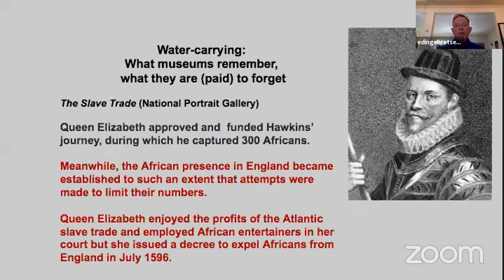Nothing about the persons enslaved, but about John Hawkins. This is the text. Queen Elizabeth approved and funded Hawkins' journey, during which he captured 300 Africans. Meanwhile, the African presence in England became established to such an extent that attempts were made to limit their numbers. Queen Elizabeth enjoyed the profits of the Atlantic slave trade and employed African entertainers at her court, but she issued a decree to expel Africans from England in July 1596. This is the National Portrait Gallery.